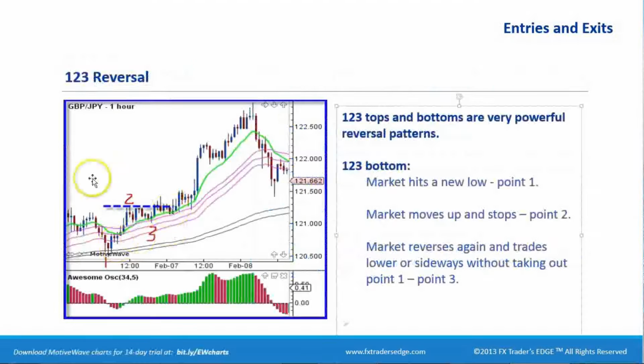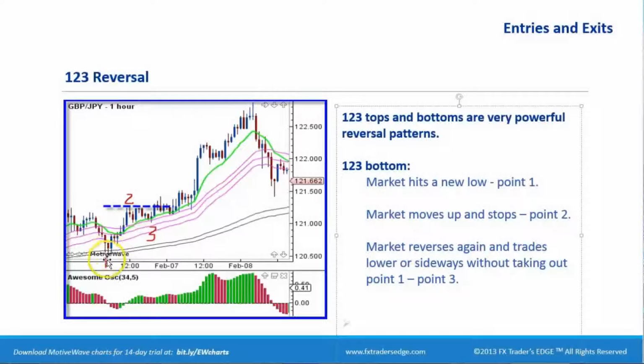This is an example of a 1, 2, 3 reversal and 1, 2, 3 bottom. Here price makes a new low. We label that point 1. The market moves up, stops, and comes back. We label that point 2. Where it comes back to is point 3. We like point 3 to travel the 50% distance between points 1 and 2. That would be ideal. Notice the equality trade from this setup as well.